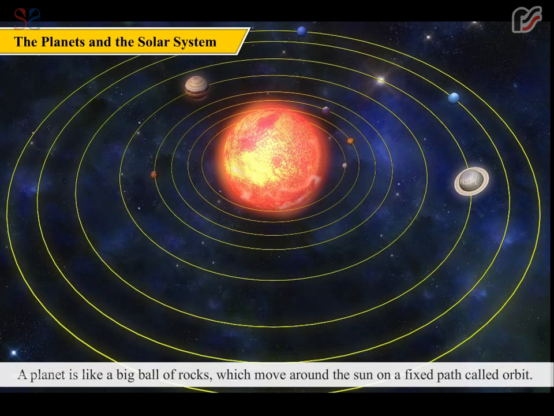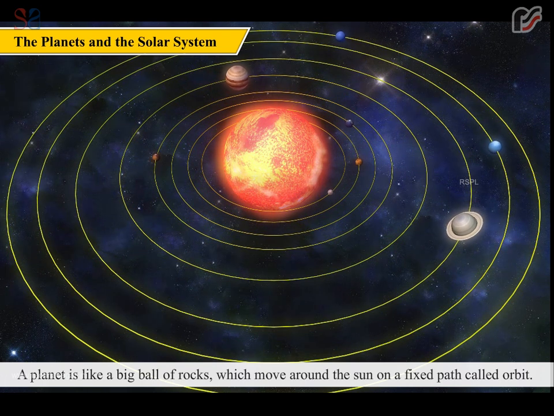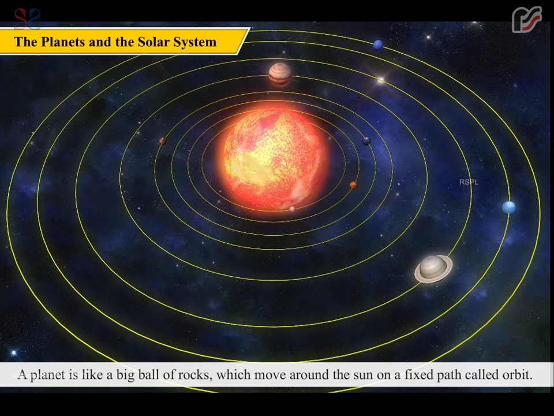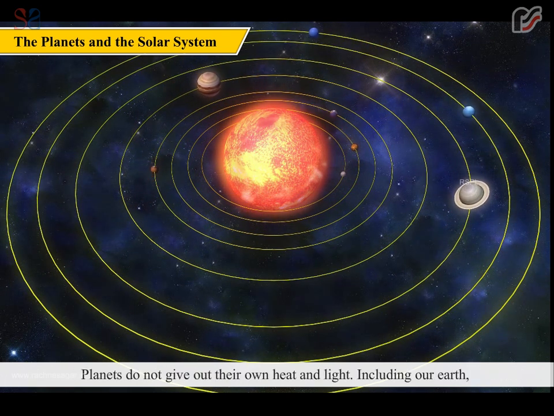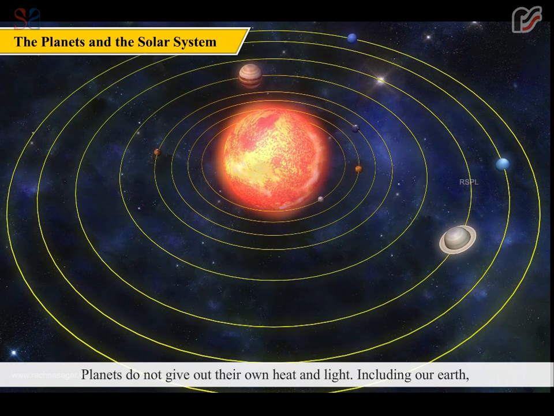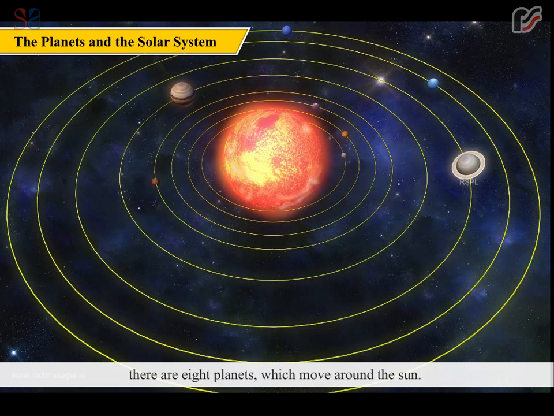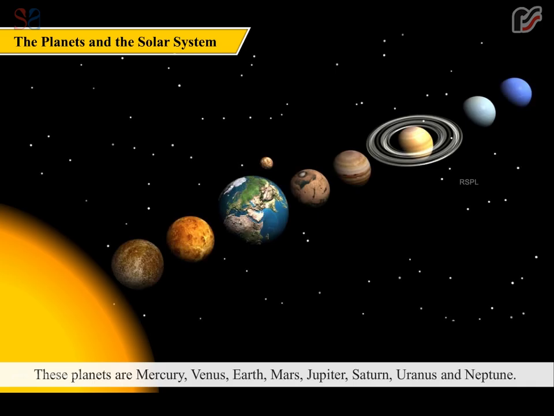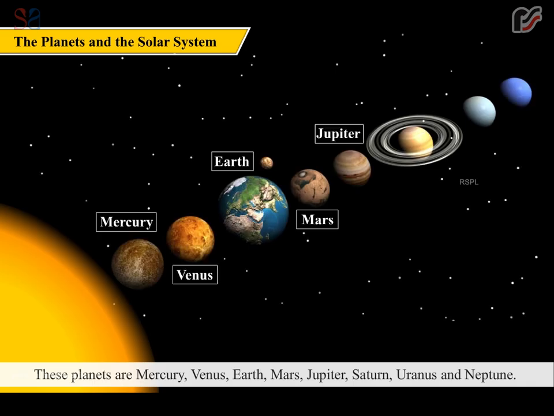A planet is like a big ball of rocks which move around the Sun on a fixed path called orbit. Planets do not give out their own heat and light. Including our Earth, there are 8 planets which move around the Sun. These planets are Mercury, Venus, Earth, Mars, Jupiter, Saturn, Uranus and Neptune.